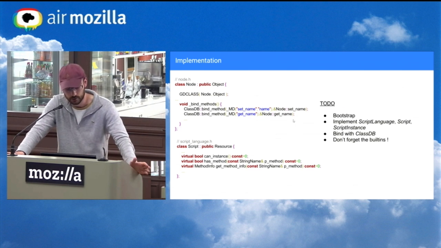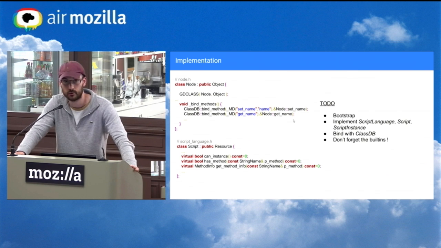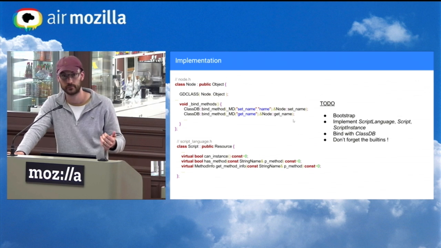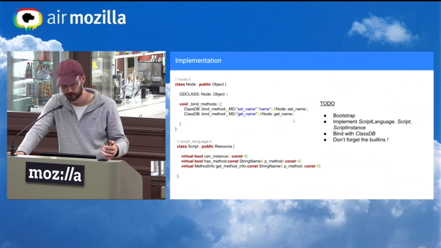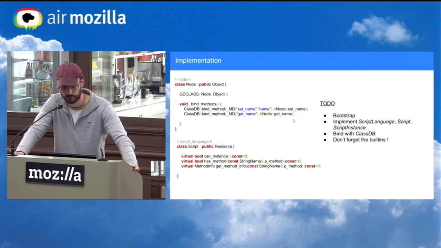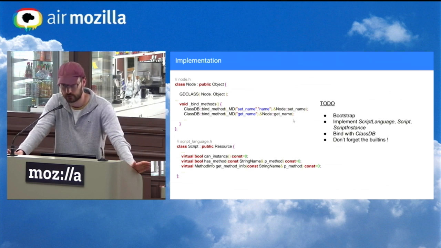So you have to do that, and after that you can use what is called the ClassDB, which is a C++ class that registers all the classes and methods of Godot, and then you can use everything inside Godot from Python.